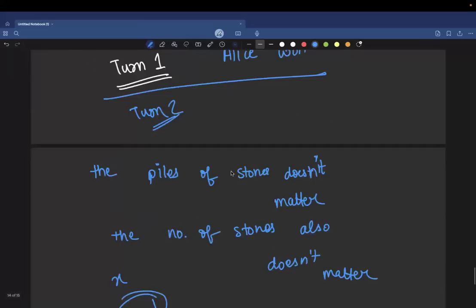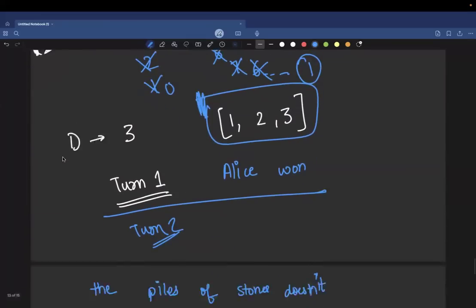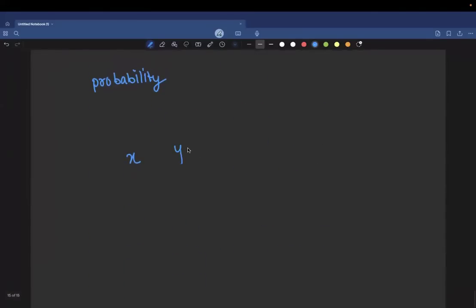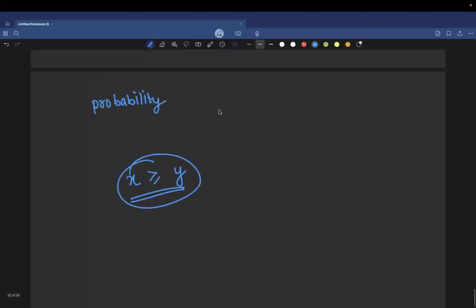So the problem is indirectly asking you to just find out the probability that, let's say, the number Alice got by rolling the die is X and the number Bob got was Y. So you just have to find the probability of X being greater than or equal to Y, where X, Y would be in the range from 1 to D.